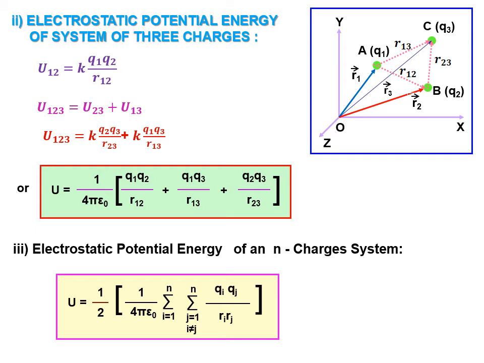How many terms will there be? If there are 3 charges, the number of terms will be 3, if there are 4 charges then the number of terms will be 6, and so on it will increase. Okay, but usually you are given either a system of 2, 3 or 4. At the most, maximum will be 4. N charges is just the representation.